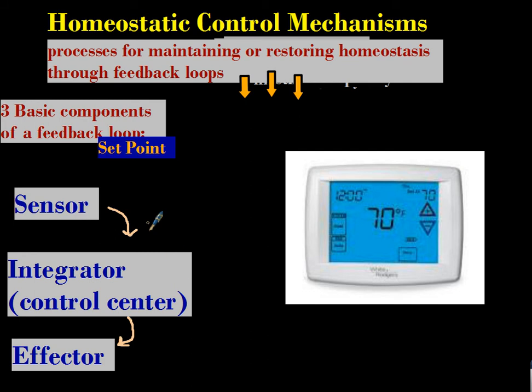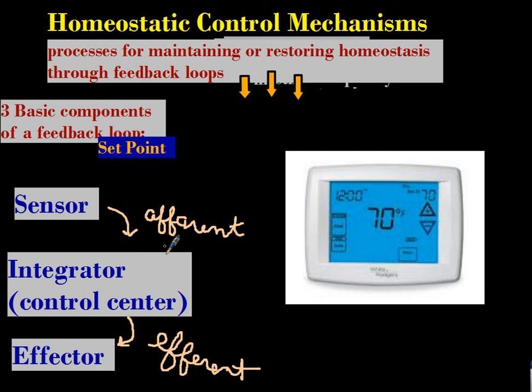So as we send from the sensor to the integrator, this is called the afferent pathway, afferent with an A, and as we go from the control center to making a response, it's called the efferent, efferent with an E.